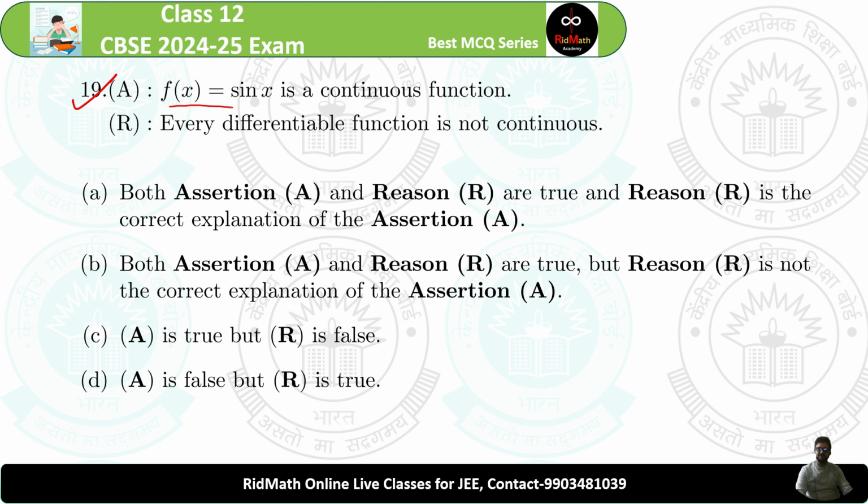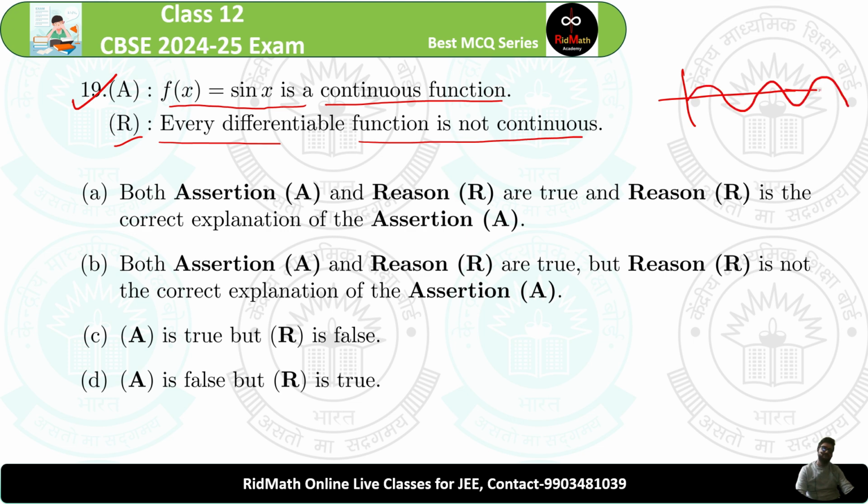Assertion: f(x) is equal to sin x is a continuous function, and reason: every differentiable function is not continuous. We know that sin x is a continuous function because every basic trigonometric function is continuous throughout the set of real numbers R.